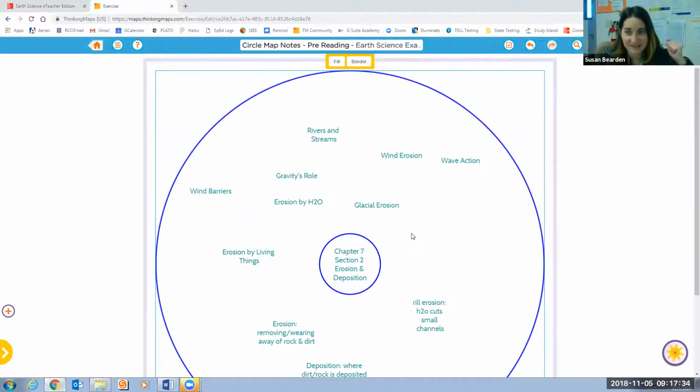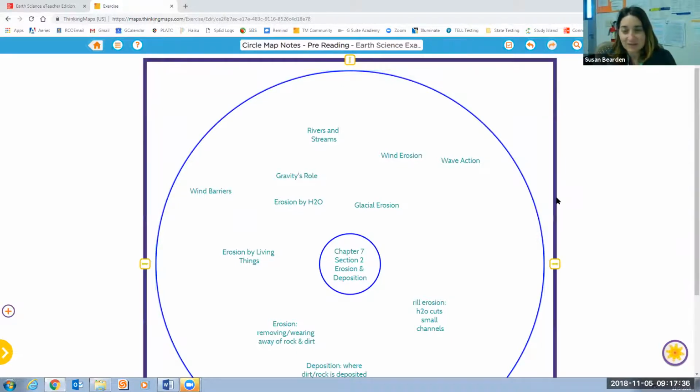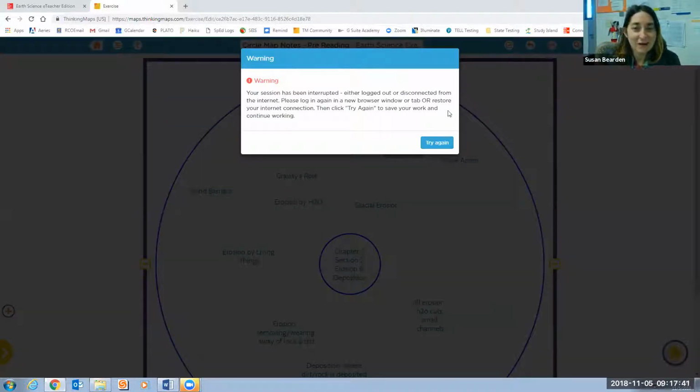Yes, let's do it. All right, so if you're drawing the map yourself on paper, give yourself plenty of room in your frame of reference to write. Okay.